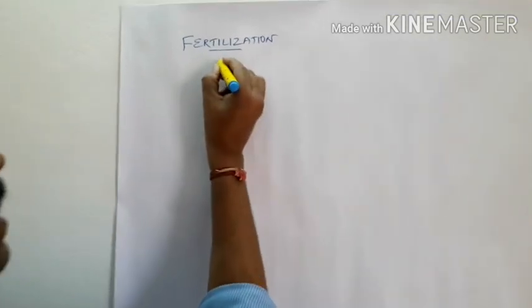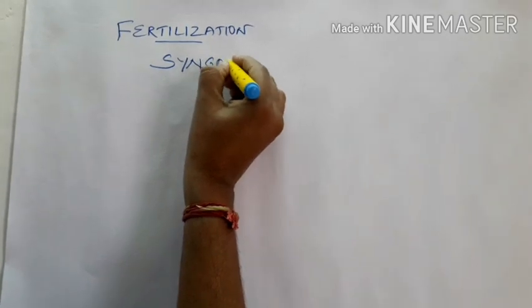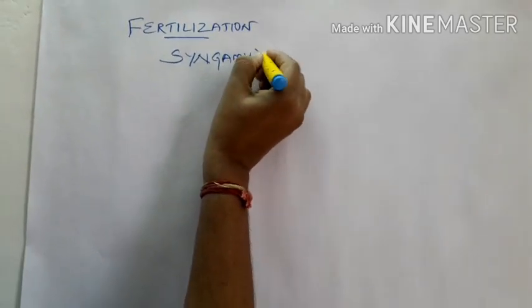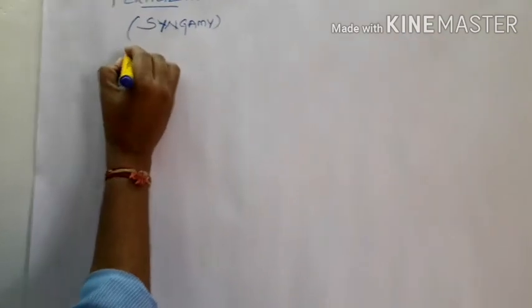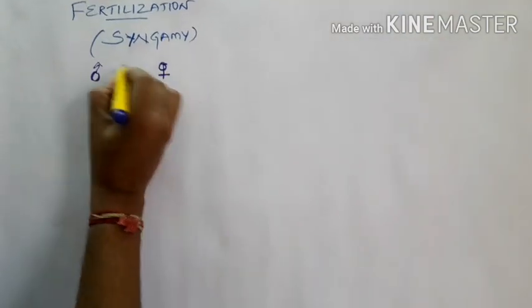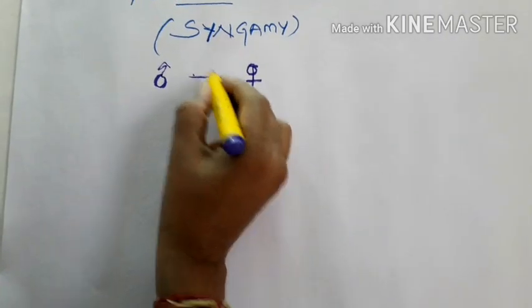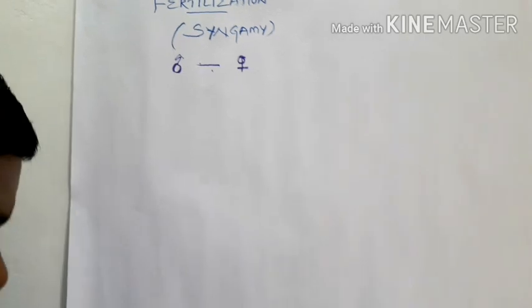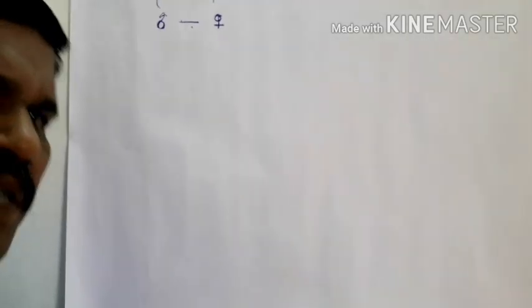It's also called syngamy, where two gametes are getting fused. That means a male gamete fuses with the female gamete. So when there is a fusion between both, the process is called syngamy. Now, there are certain exceptional cases.